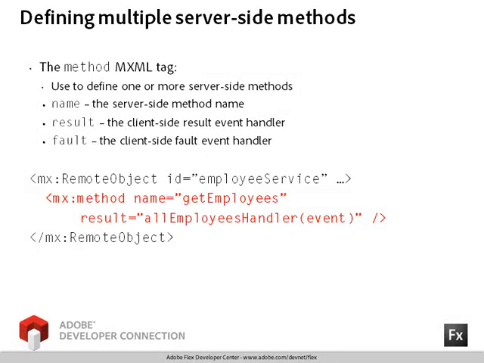When you need to define different event handlers for multiple methods of a single remote object service, use the method MXML tag nested inside of the remote object tag. The name property consists of the server-side method name. The result and fault events define the respective event handlers. If you do not define result or fault handlers in the method MXML tag, then the application will default to the ones defined in the remote object instance.